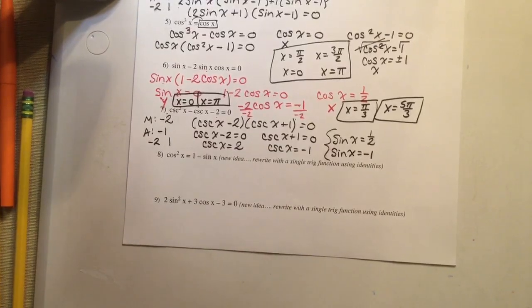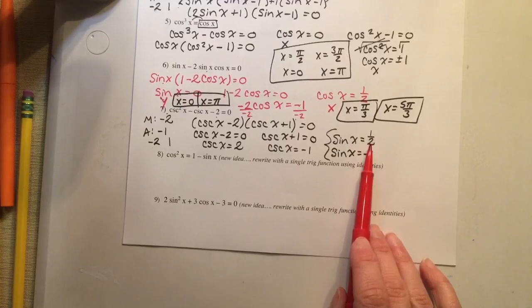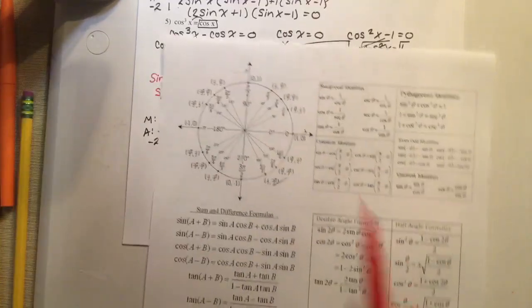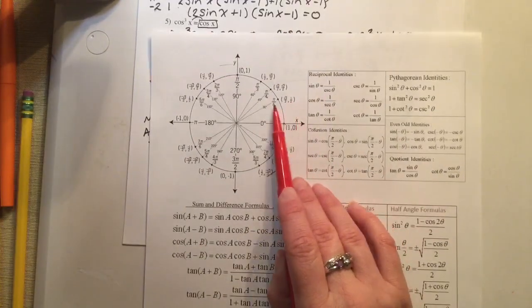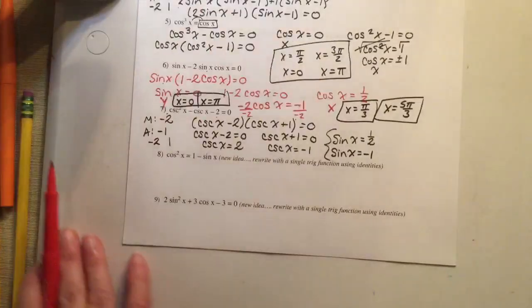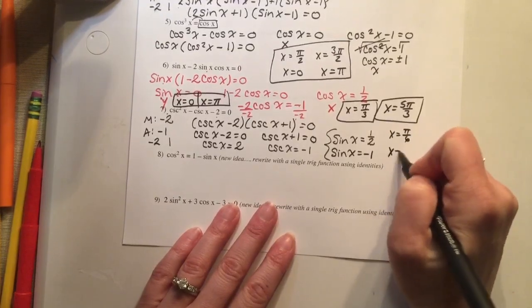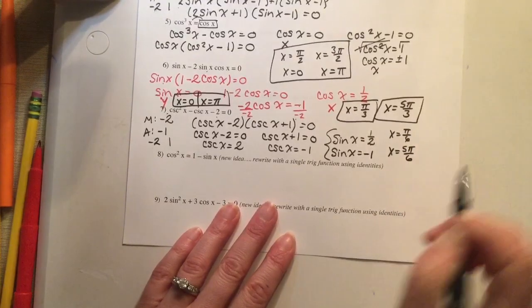Now this is the format where I can quickly look at the unit circle. I know that the sine is the y value. So where is my y value positive 1/2? We'll look at that first. So y is positive 1/2 at pi over 6, and at 5 pi over 6. So we have x equals pi over 6, and x equals 5 pi over 6.